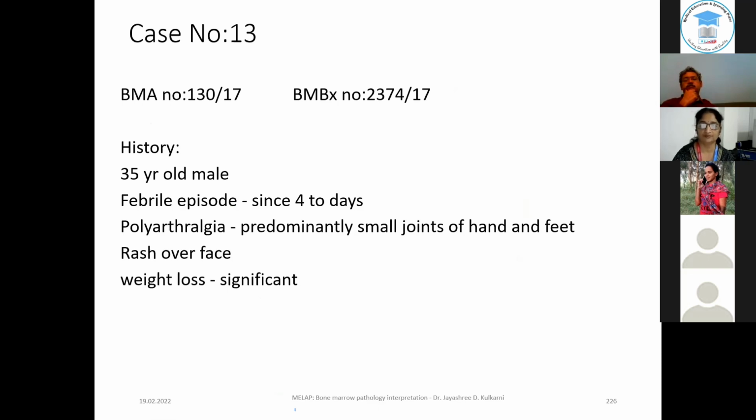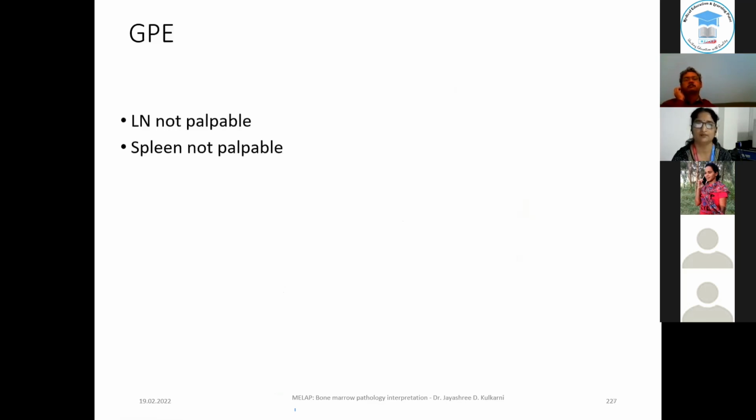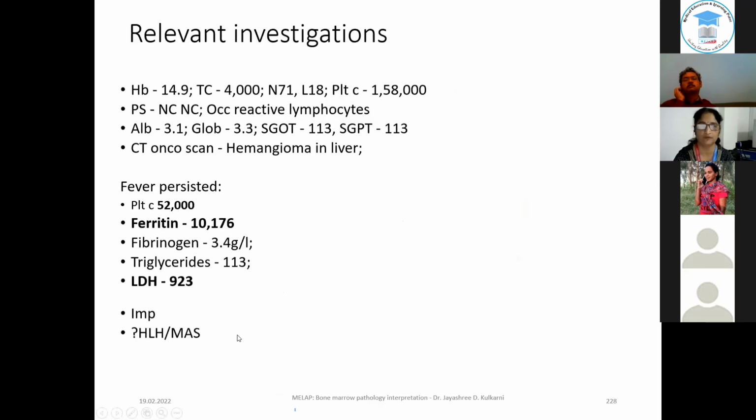Now, after a lot of neoplastic cases, I thought I'll present one non-neoplastic, very interesting and one which you should not miss. This is a 35-year-old male, with a febrile episode since 4 days, polyarthralgia, small joints, feet. So again, as you know, febrile and polyarthralgia, think of leukemia to a bone marrow. Spleen not palpable, and lymph node also not palpable.